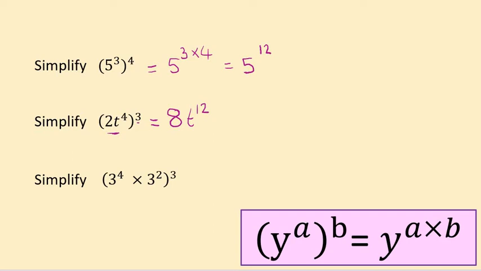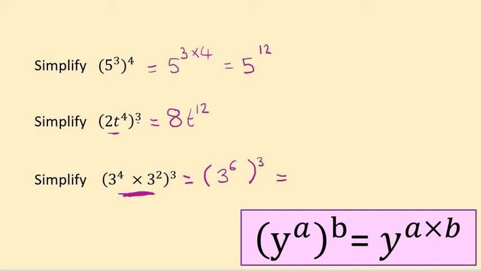Finally, we've got this one. Now this one looks really a bit scary, but it's actually fine. I think the first step is going to be simplifying that middle bit before we try and do the power outside of it. I'm going to rewrite this now as 3 to the power of 4 plus 2, using that multiplying rule. 3 to the power of 4 plus 2 is going to be 6 to the power of 3, and now it looks the same.